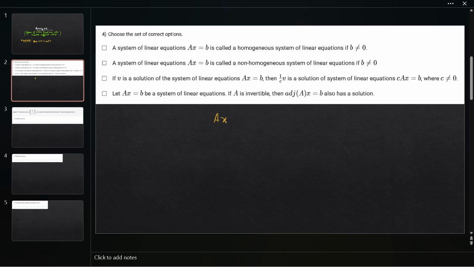So if we have a system Ax equal to B, then there are two possibilities when we talk about B. The first possibility is B can be a zero vector. And the second possibility is B is not a zero vector. So if B is a zero vector, then in such scenarios, we call it a homogeneous system of linear equations, and it is denoted by Ax equal to 0.